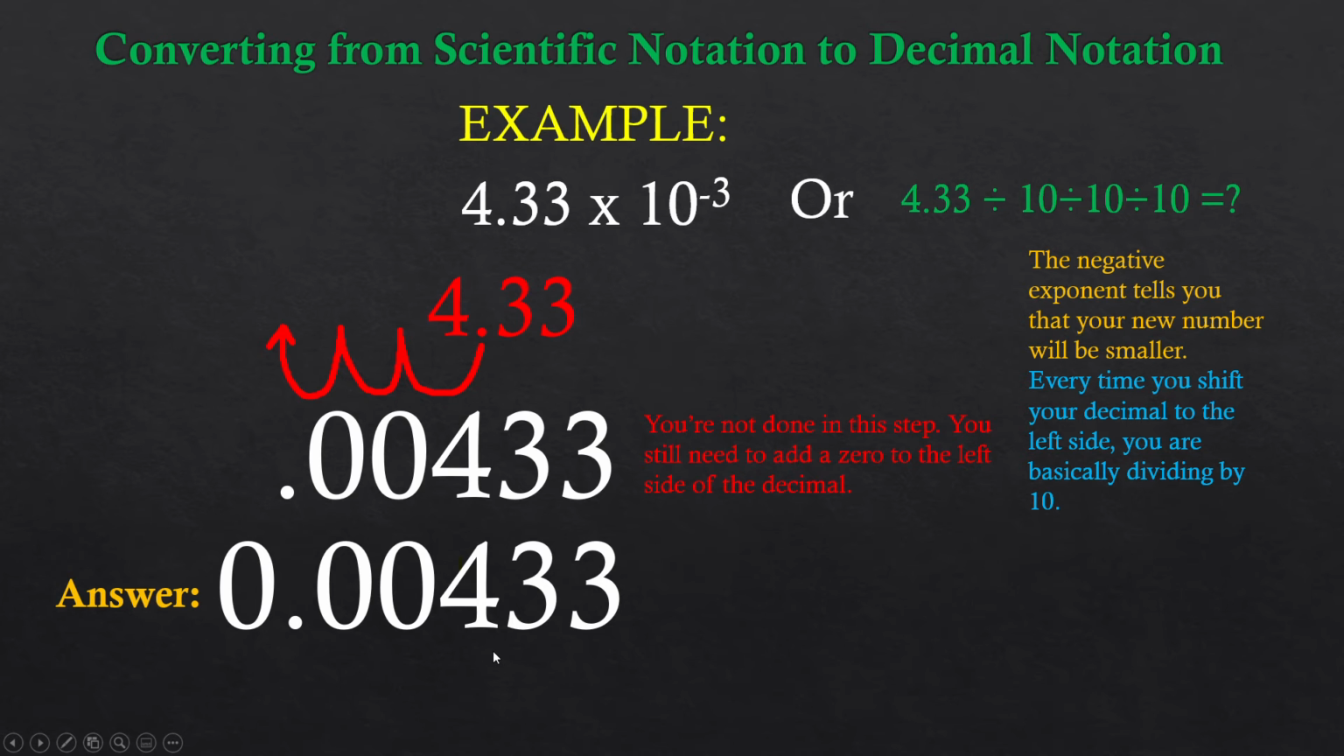The negative exponent tells you that your new number will be smaller. Also, every time you shift your decimal to the left side, you are basically dividing by 10. So when you see this, you are basically saying 4.33 divided by 10, divided by 10, divided by 10.